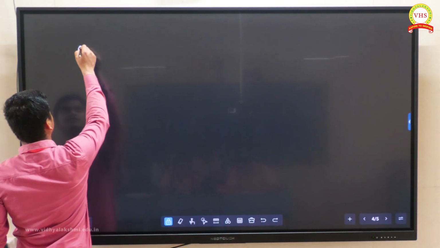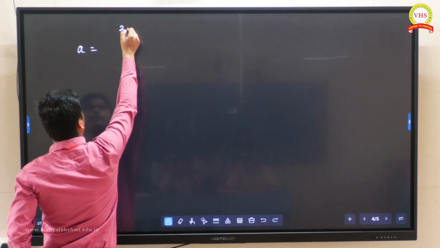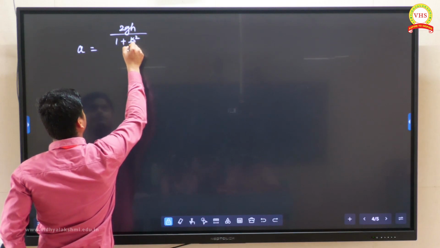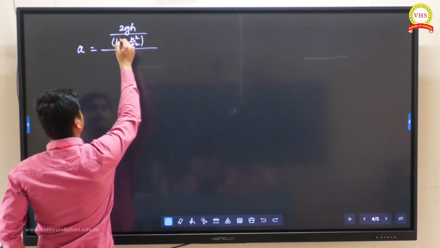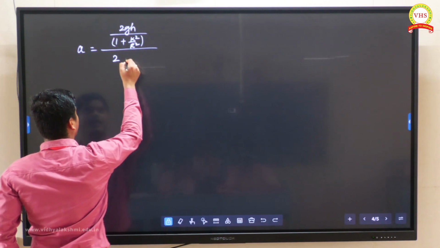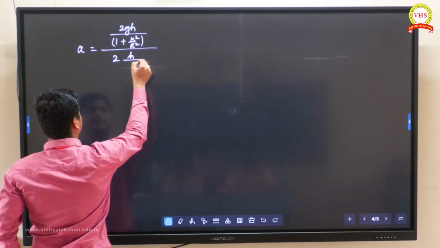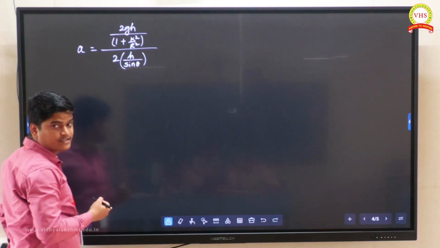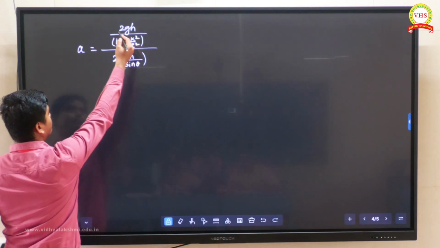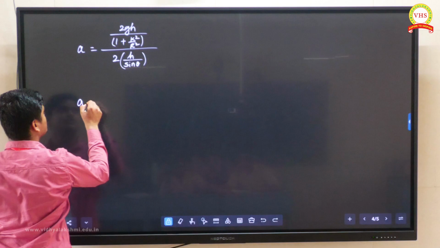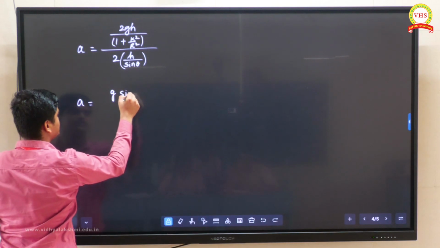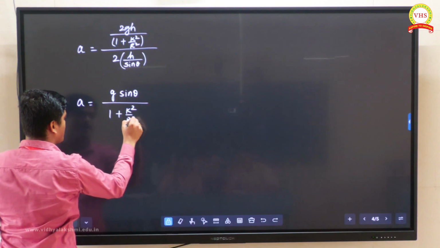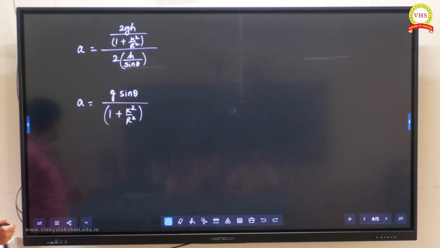What you do? Now your acceleration is nothing but v square, directly, let me write, 2gh divided by 1 plus k square by R square, divided by 2 into L. L value how much? Let's take h by sine theta. L equal to h by sine theta, right? Now sine theta will go up and 2h will cancel. So what you can get here, check everyone, g sine theta divided by 1 plus k square by r square. Yes or no? k square by r square.